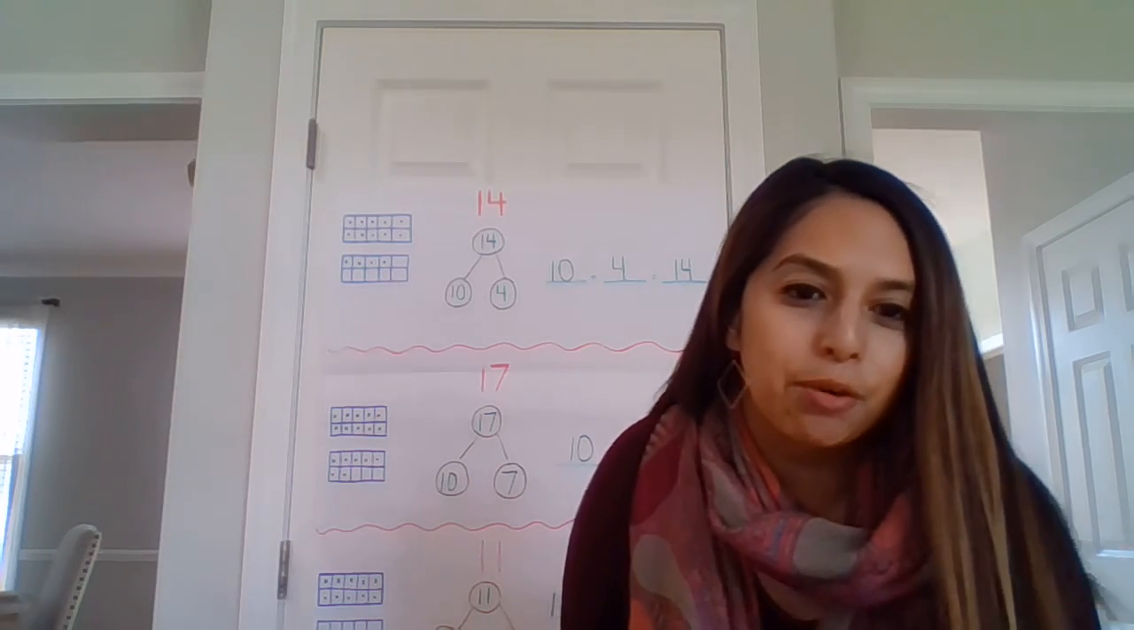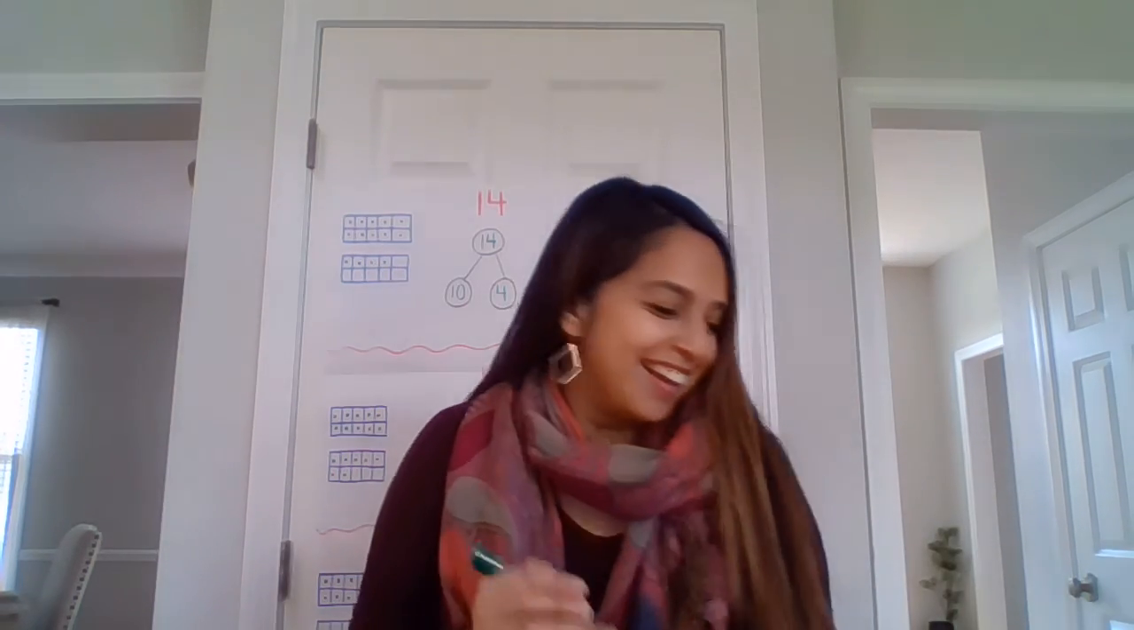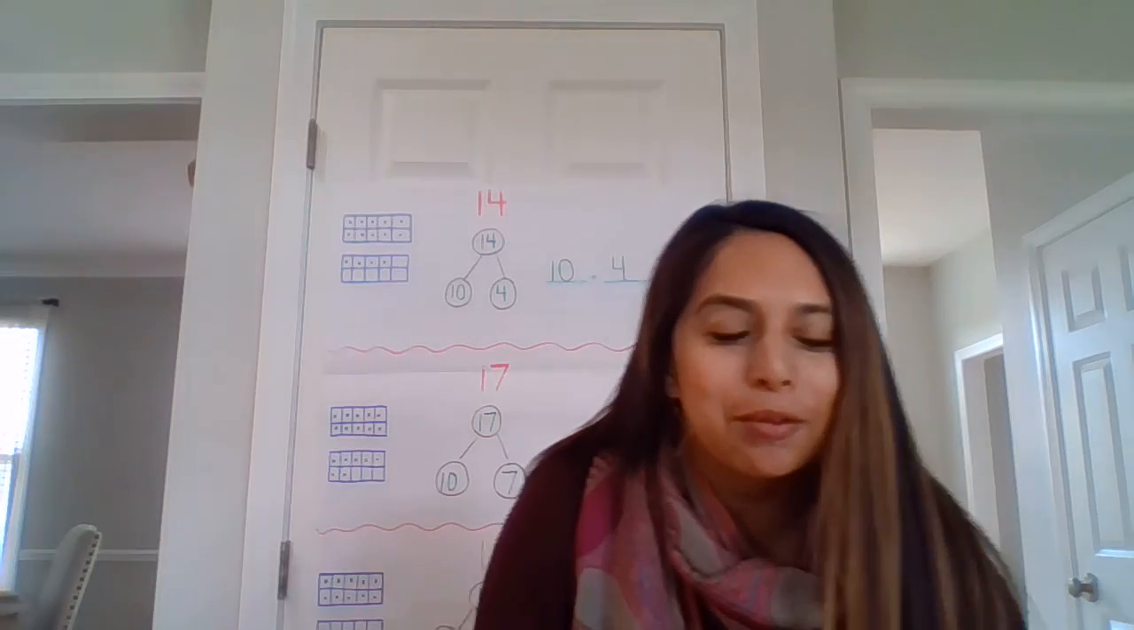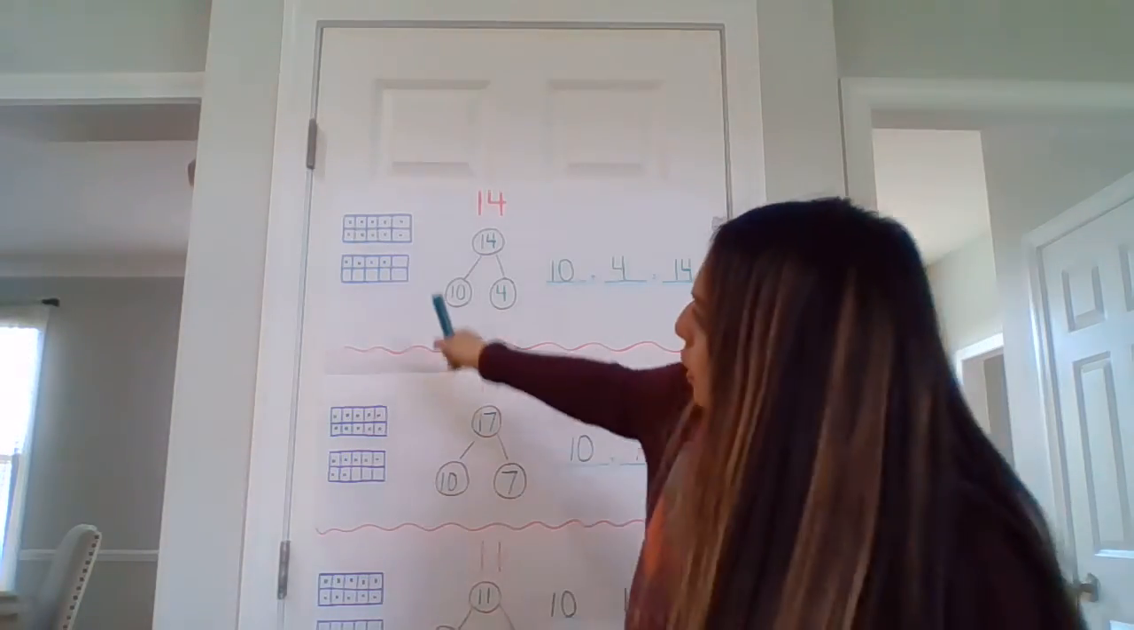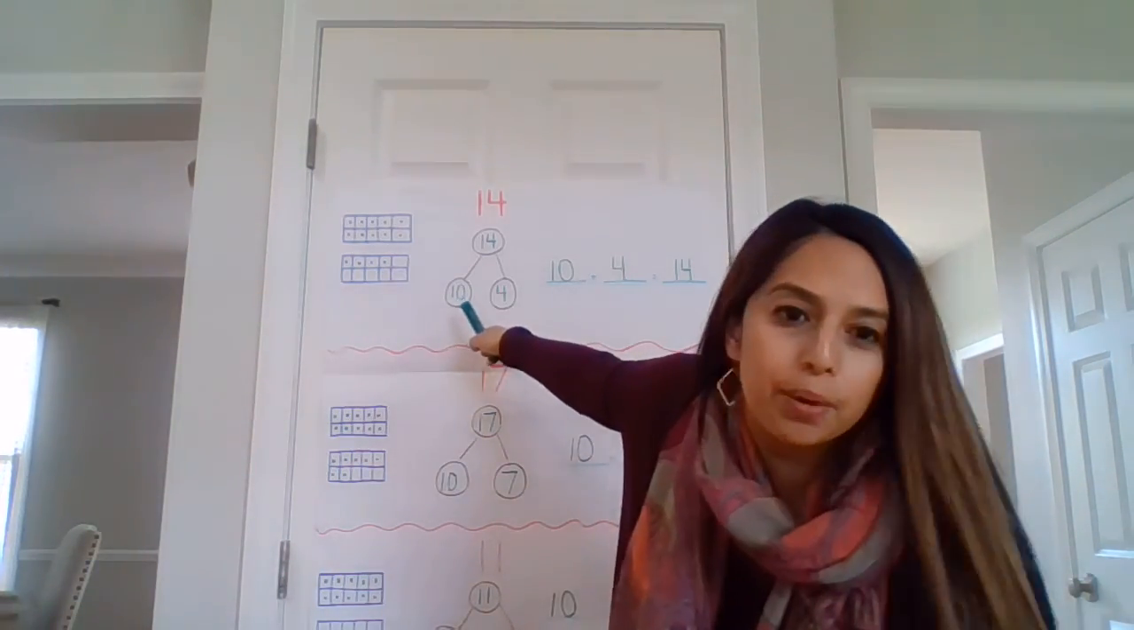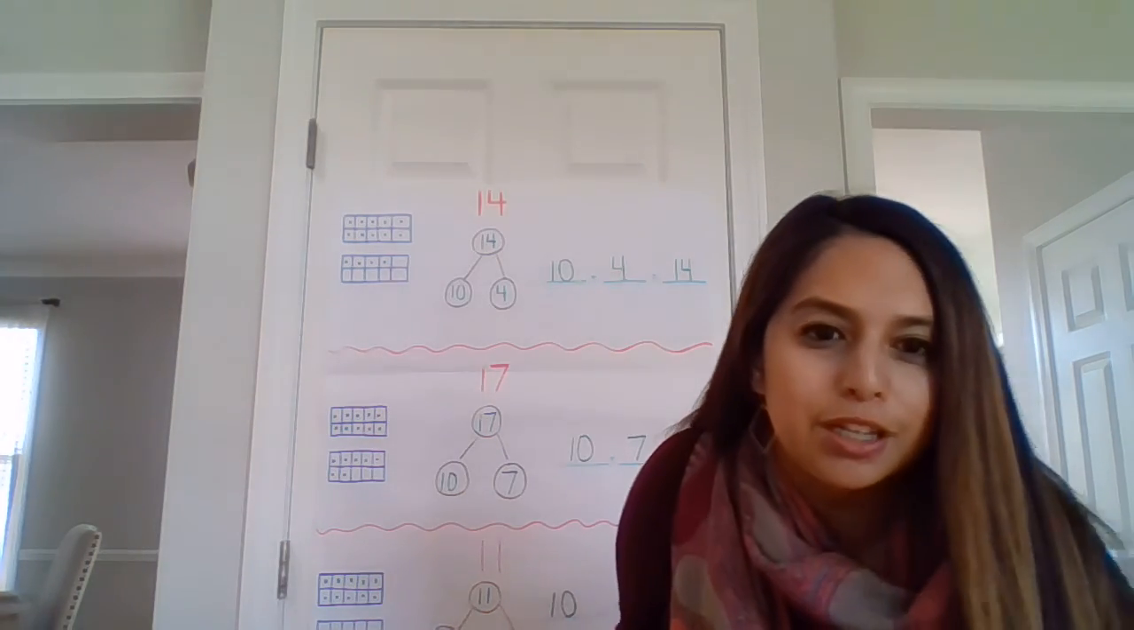All right, friends, so again, we're working with T numbers this week. My dog is jumping on me. You're going to be showing it in a 10 frame, in a number bond, and also in an equation.